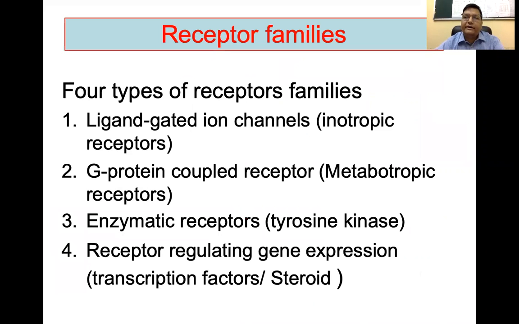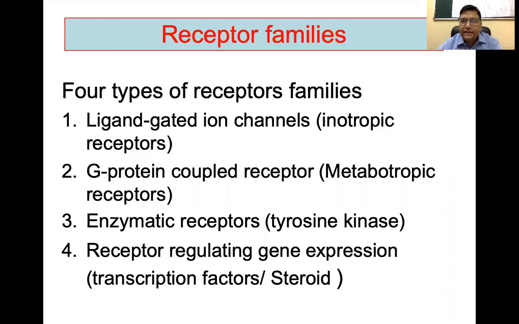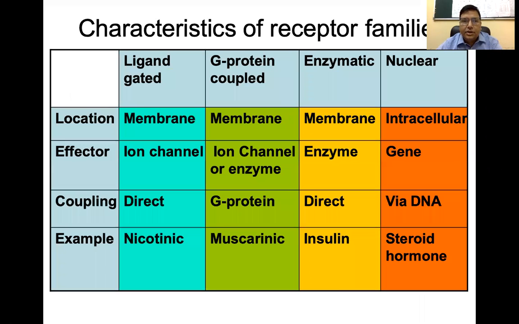So coming to the different receptor families, there are 4 types of receptor family. First is the ligand-gated ion channel or the ionotropic receptors. Second is the G protein coupled receptors, also known as the metabotropic receptors. Third, enzymatic receptors or the tyrosine kinase linked receptors. And the fourth are the nuclear receptors, or the receptors regulating gene expression, or the steroid receptors. So what are the differences between these receptors? I will be explaining that also.